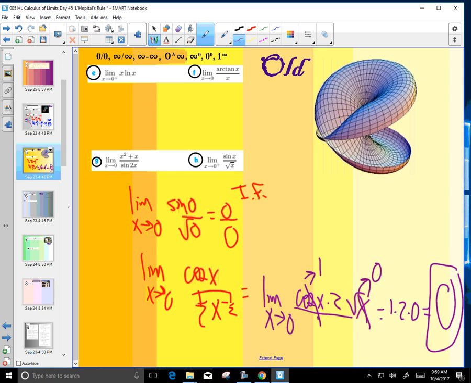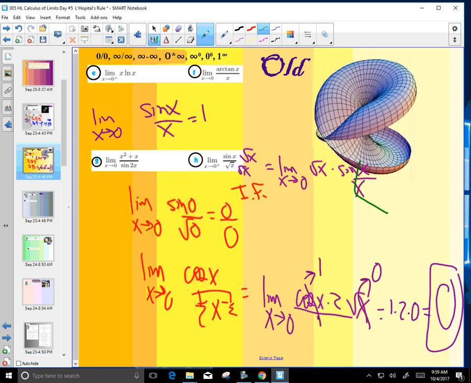Want to see another way to do this one? It's going to blow your mind. What's sine x over x as x approaches 0? It's 1. Isn't this one close to it? But I'm going to multiply the top and bottom by square root of x. So now I'm going to get the limit as x approaches 0 of the square root of x times sine x over x. What's the root of x times the root of x? x. So what does this go to? 1. So it's 0 times 1 is 0. Just another way. Just playing around a little bit.